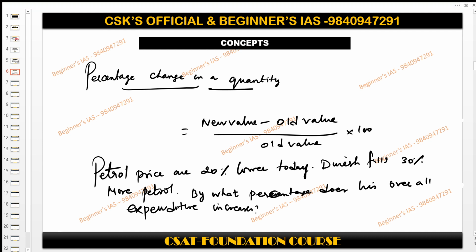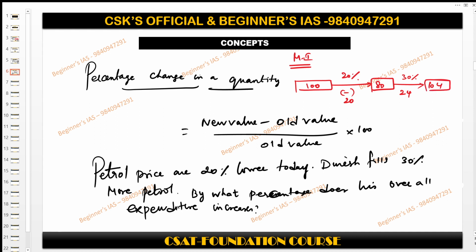Sir, 4%. Which method have you used? Sir, PCG method. So you have taken 100 here. Yes, sir. 20% lower means you have to subtract, so 80 here. Then what will happen? 30% more. 80 plus 30% of 80, which is 24 here. So therefore 104. Then 104 minus 100, which is equal to 4%.